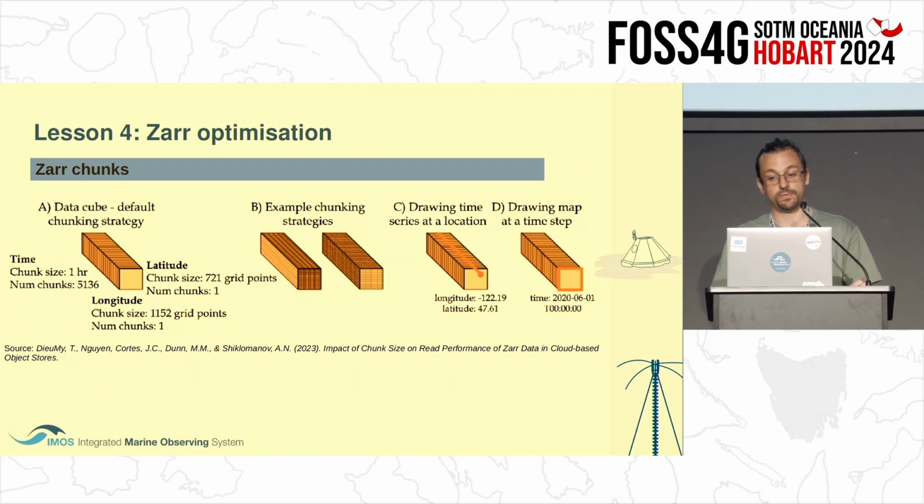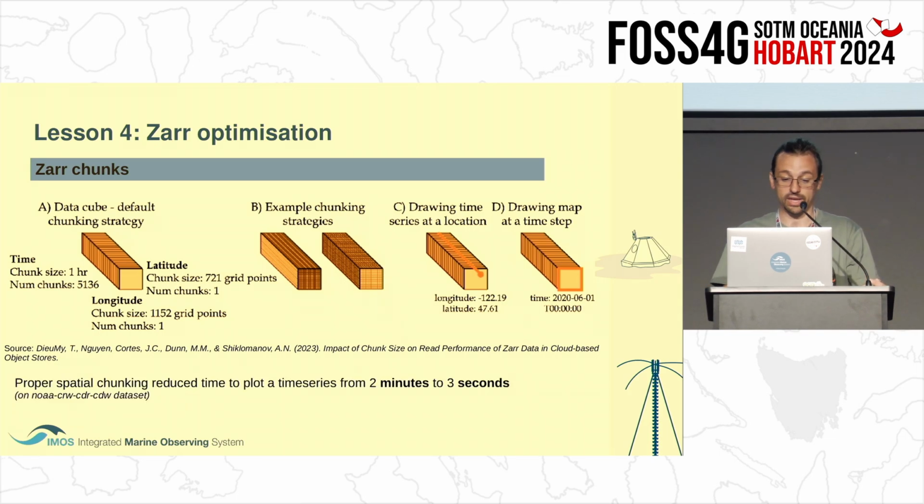While if you want to draw a map for a specific point in time, you will need to look at only the chunks corresponding to that part of time. This, again, can make a big difference when changing from one chunk per day to also chunking in the spatial dimension. In one case, we managed to change the time to plot a time series from minutes to seconds.